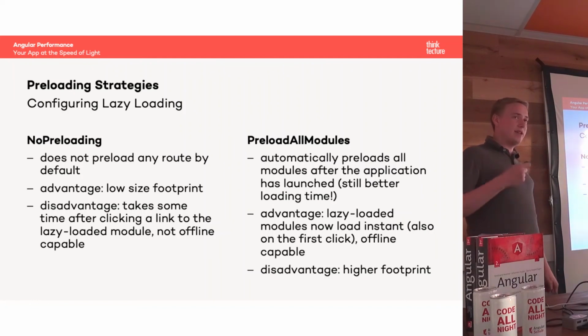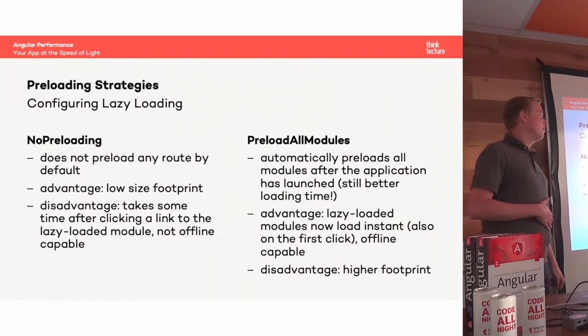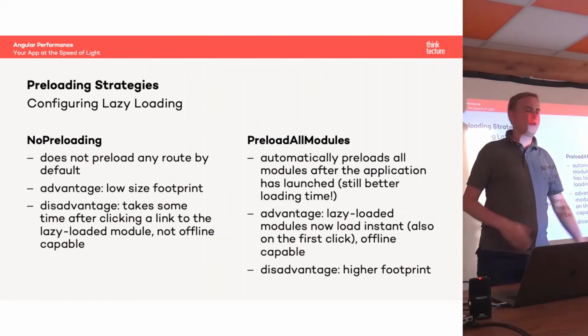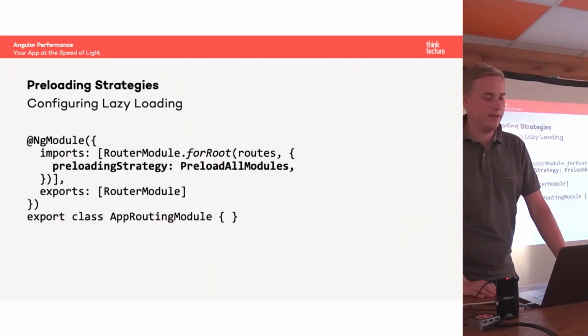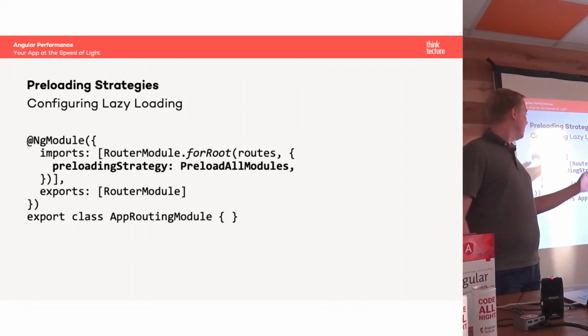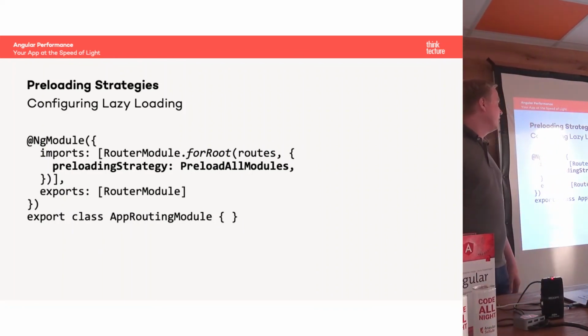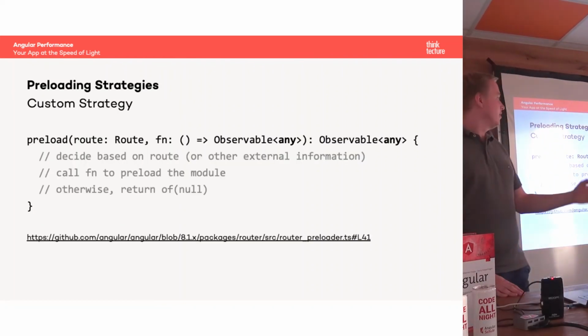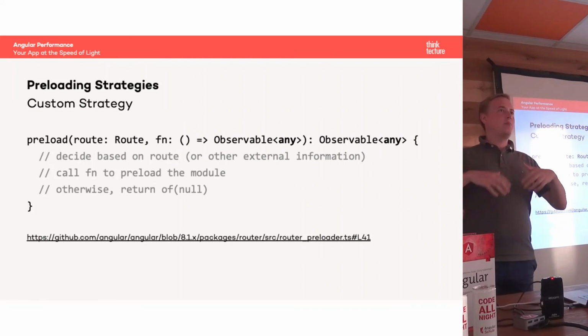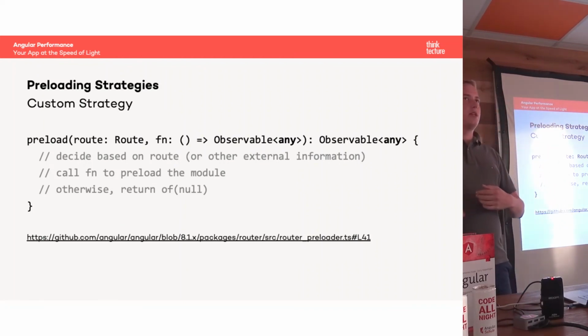It has the advantage that it can now be run offline, but of course it comes at the cost of bandwidth. So the footprint is a little bit greater. That's how you use it. Just add the preloading strategy and then say which strategy you want when you are importing the router module forRoot. And if you like, you can also write your own preloading strategy and speculate on which routes the user may access next, so you can directly prefetch them, for example.